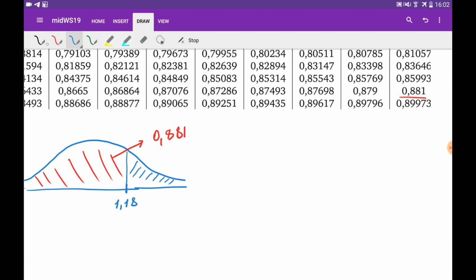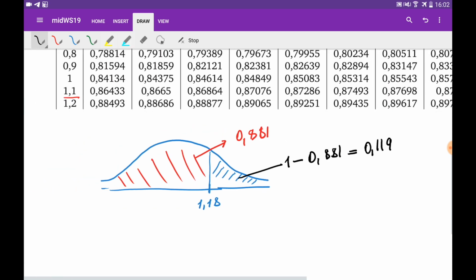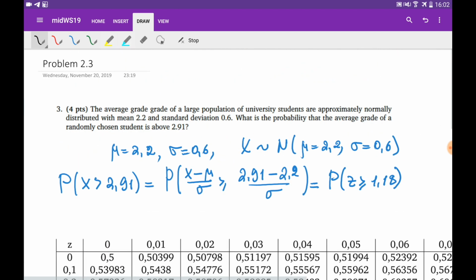So this area is going to be 0.881. Correspondingly, this area is going to be 1 minus this area, 0.881, which is roughly equal to 0.119, right? So the probability that if we choose one student's grade, it is going to be more than 2.91 is going to be 0.119.